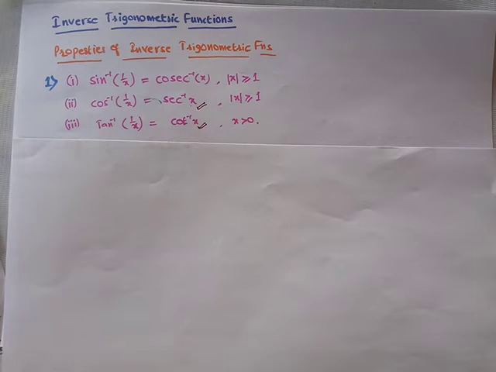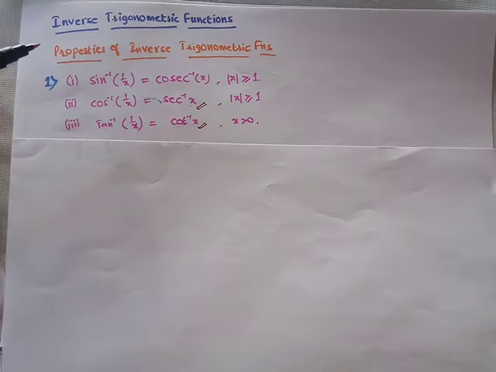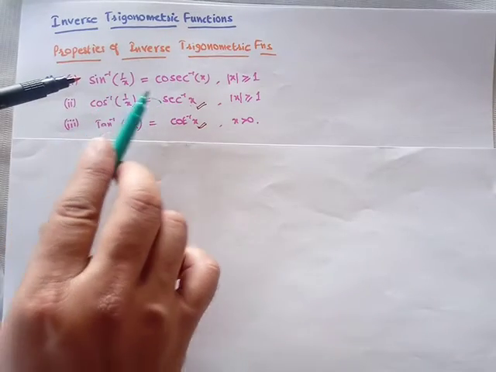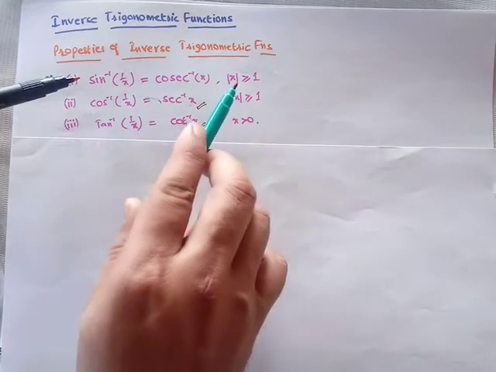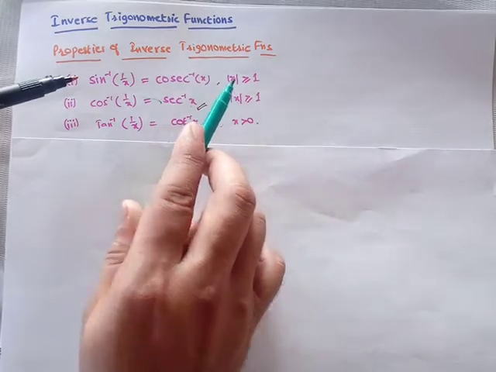Hello everyone. Coming to the next topic of the inverse trigonometry functions. In this we are going to discuss properties of inverse trigonometry functions. First type of the properties: sin inverse of 1 by x is equal to cosec inverse of x, where mod x is greater than or equal to 1.